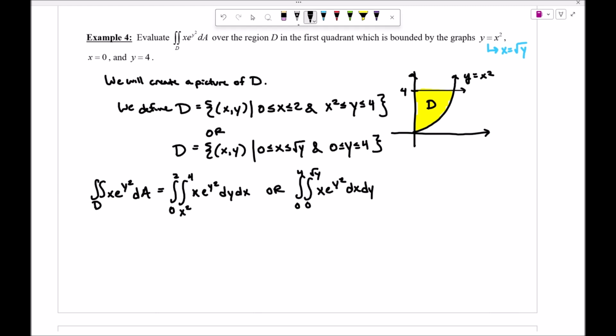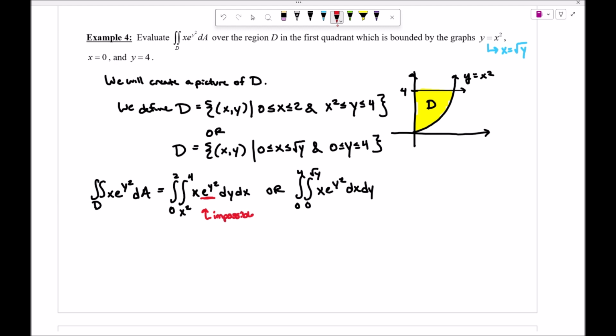Now again, both of the setups are perfectly fine, but as we've seen in some of the previous problems in this section, the order in which I choose to set up my differentials might have some implications as to how difficult the resulting integral is. It's entirely possible that you could try the integral both ways, but I think this integral over here is going to be extremely difficult to do, because it's going to require that I integrate first this e^(y^2).